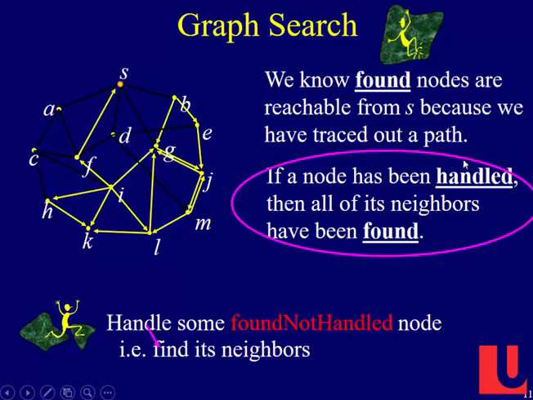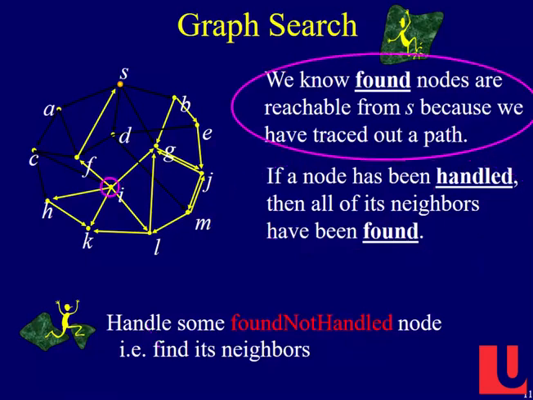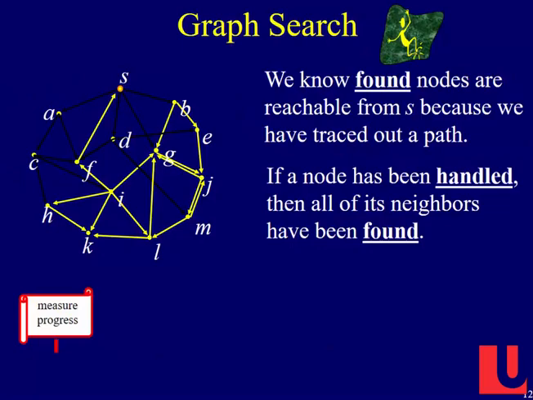So how do we know we're maintaining this? We're now going to call C handled, and all its neighbors are found, right? And how do we maintain the loop invariant? Well, this node is found, and we know that there's a path to it from S. Is everybody good with this algorithm? There's our path, right? What's our measure of progress?